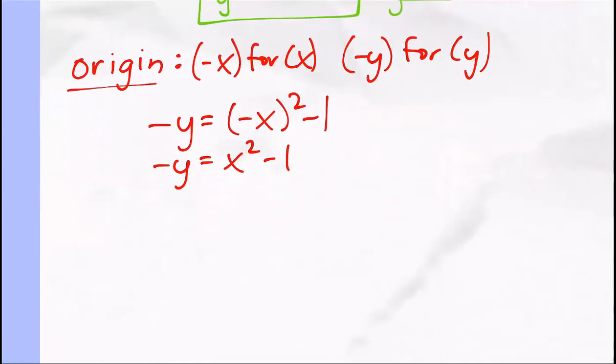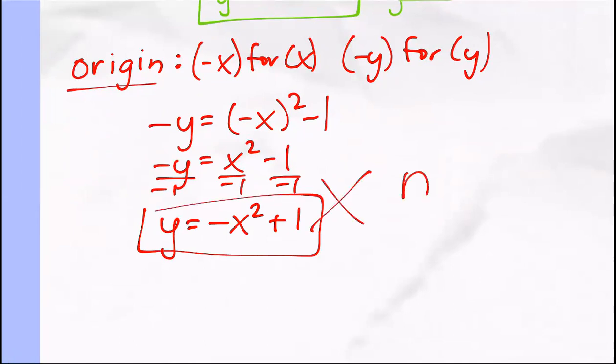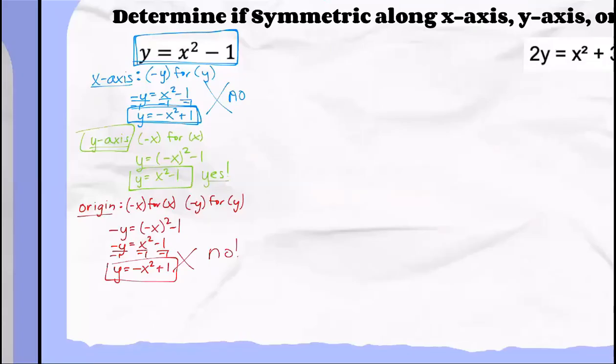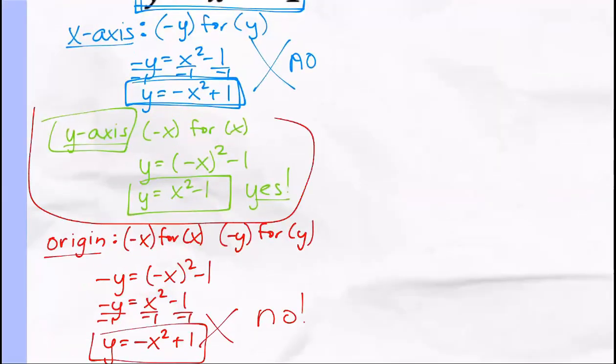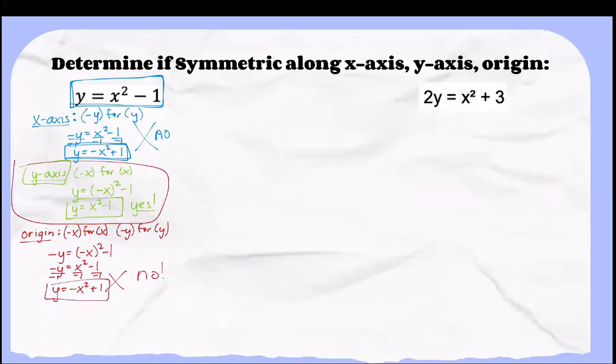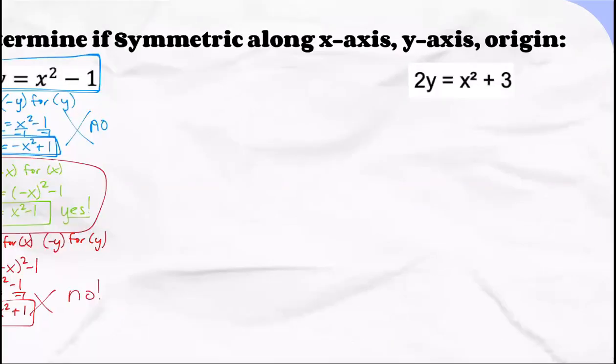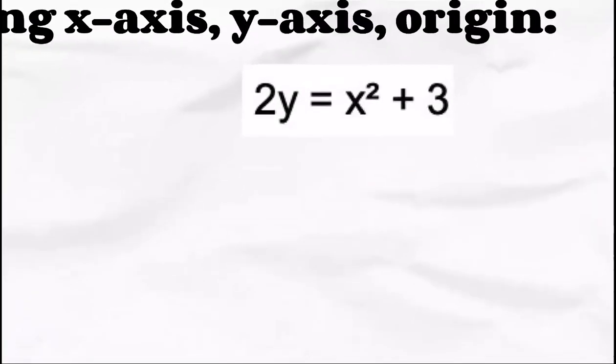So I went ahead and just knew that that square was going to be positive, but now I have to divide by negative 1. Nope, not the same thing. It is not equivalent across the origin. So in this case, it was only equivalent along the y-axis.